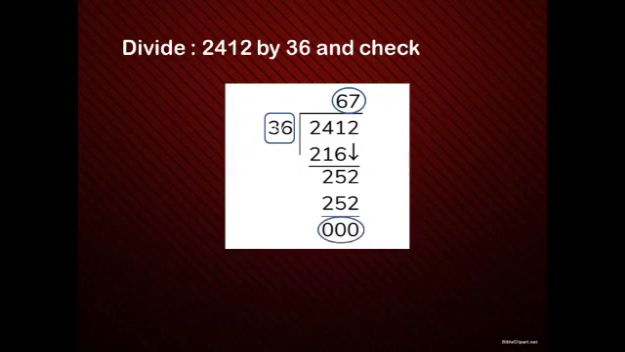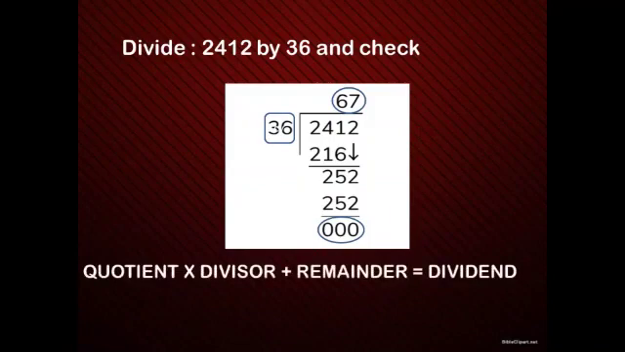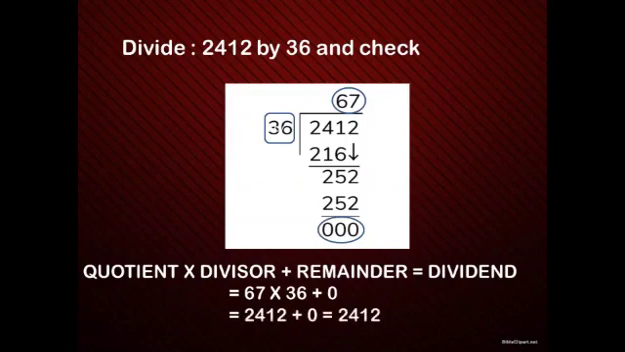To verify the answer, we have a formula. What is the formula? Quotient into divisor plus remainder is equal to dividend. So what is the quotient here? 67. What is the divisor? It is 36. So 67 into 36 plus what is the remainder? 0. So when you multiply 67 and 36, you get the answer as 2412, plus 0 is equal to 2412, which is nothing but the dividend. So the answer is right.